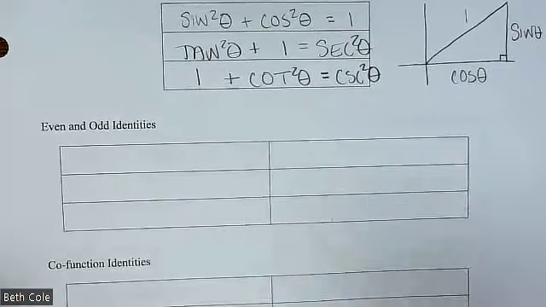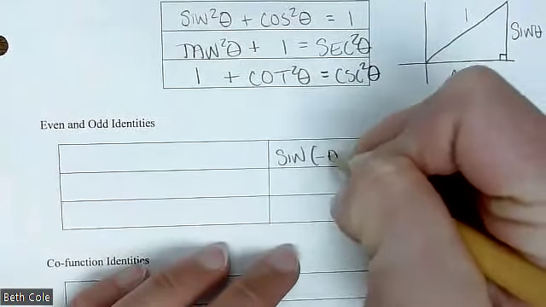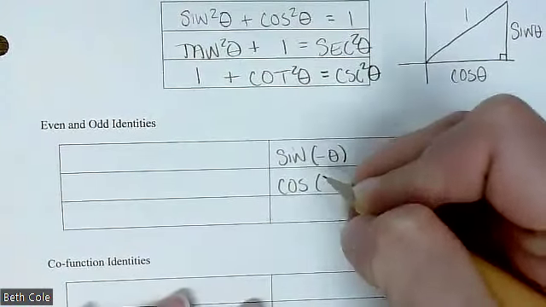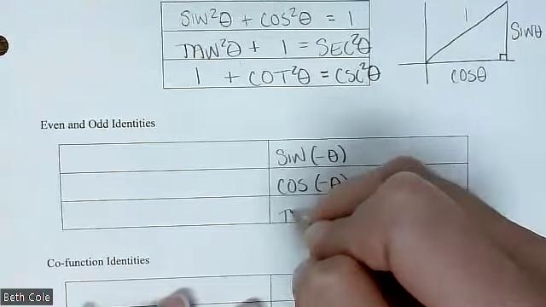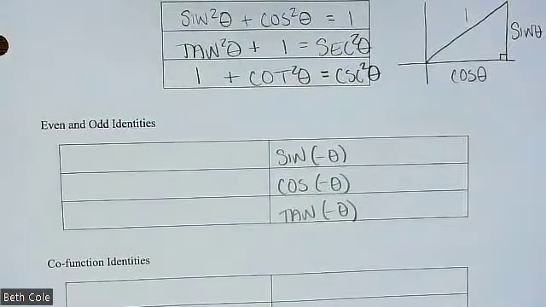All right, so the even and odd identities, and again, I have these in a specific order. This is where you have a negative angle in there. So I'm going to list out these first three. And so I just put the negative angle in there. It's negative theta. So here's the rule. Even ones turn positive. The odd ones turn negative.